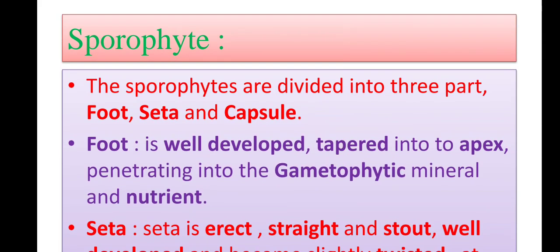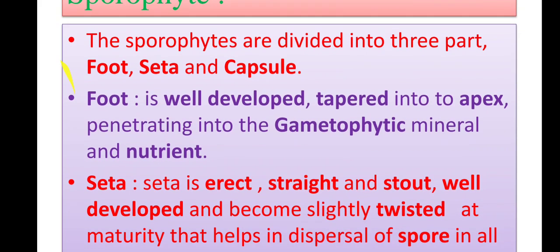Next one is the sporophytic plant body. The sporophyte is divided into three parts: one is the foot, another is the seta, and the last one is the capsule. The sporophytic plant body is divided into foot, seta, and capsule.